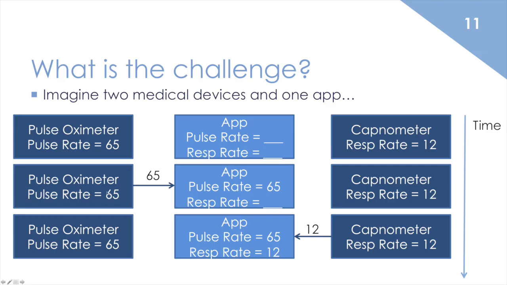And then you can see at another point in time, when the message arrives from the pulse oximeter, the app knows a condition where the pulse rate is known of 65, but respiration rate is unknown. And then at another point in the future, when a message is received from the capnometer, now the app kind of knows the full true state of the entire system.